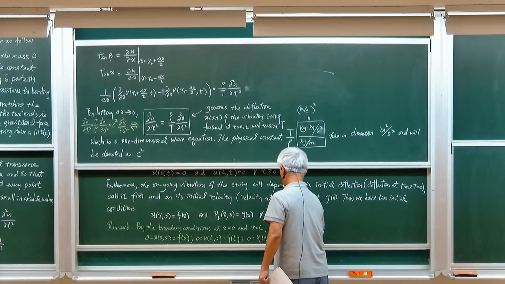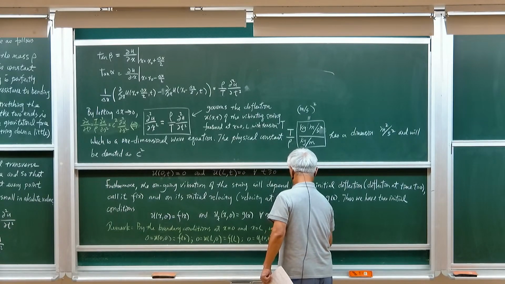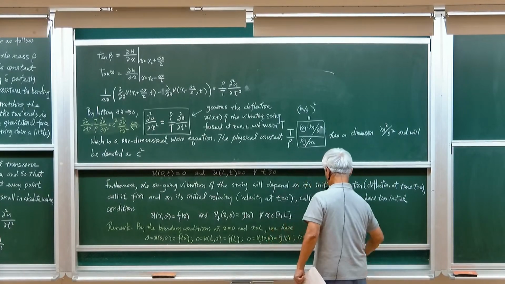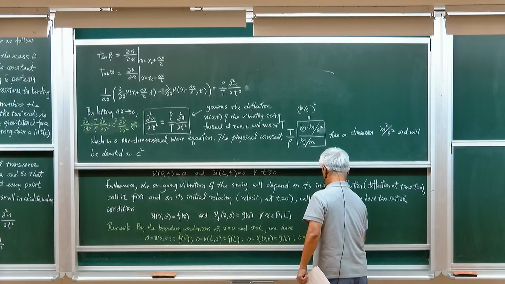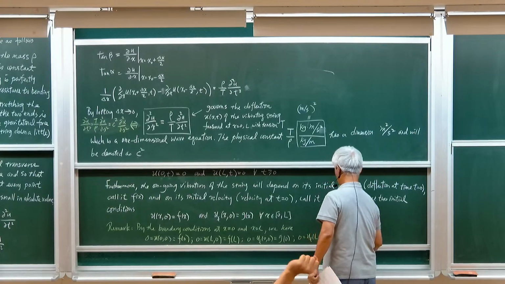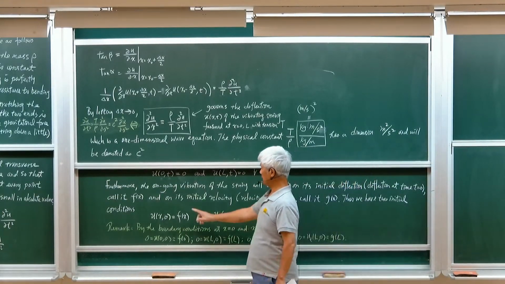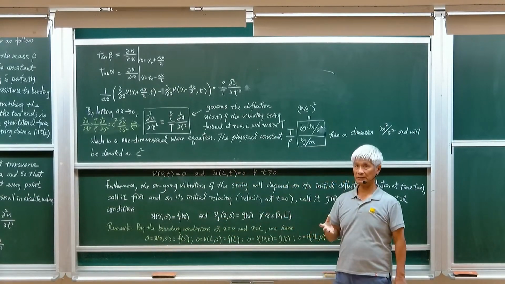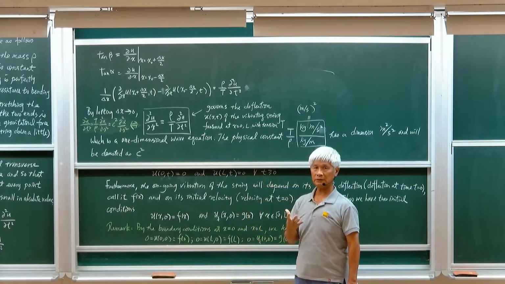And this is g(0), which is equal to 0. So the initial deflection as well as the initial velocity will be 0 at both ends. So this you should have.